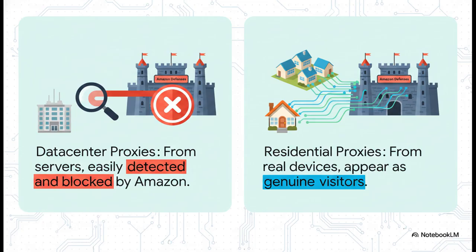Now here's a really quick but absolutely critical point. Not all IPs are the same. Data center proxies come from servers, and Amazon can spot those a mile away. They get blocked almost instantly. Residential proxies, on the other hand, are IP addresses from real devices, like your home Wi-Fi. A request from a residential proxy looks exactly like a real customer. For serious scraping on a site like Amazon, they are the only way to go.